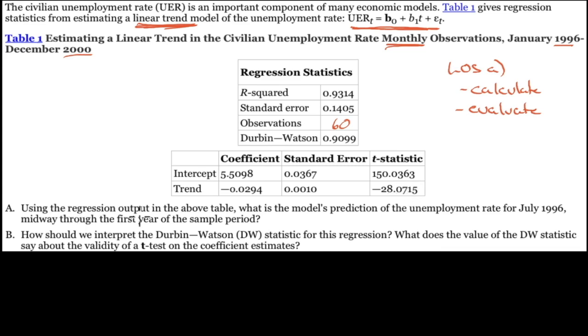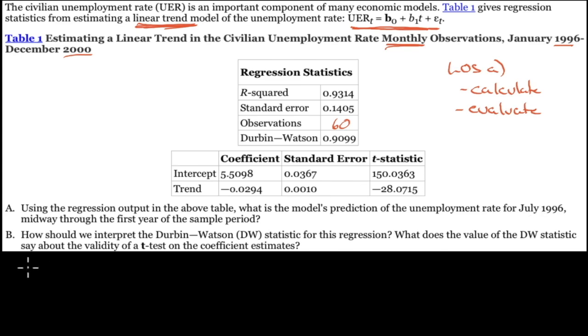A: Using the regression output in the table above, what is the model's prediction of the unemployment rate for July 1996, midway through the first year of the sample period? Well, July 1996 is within our sample, so we call that an in-sample calculation, as opposed to out-of-sample.